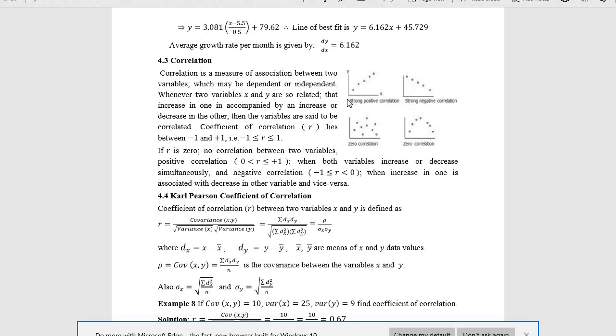Example: atmospheric pressure and volume are negatively correlated. Once pressure is increasing, what is the volume? PV is equal to a constant, so the value is decreasing. They are inversely correlated.